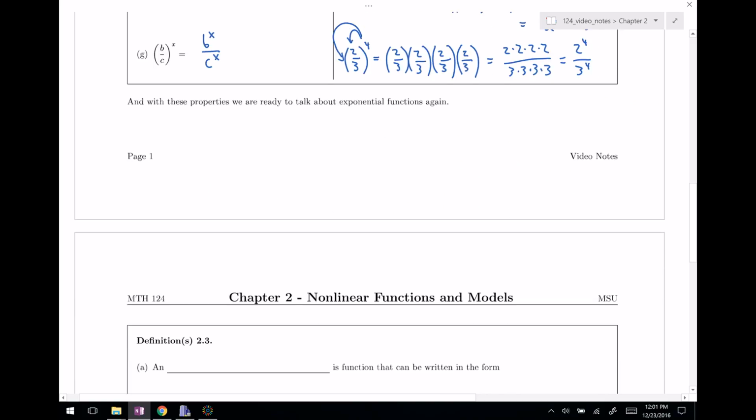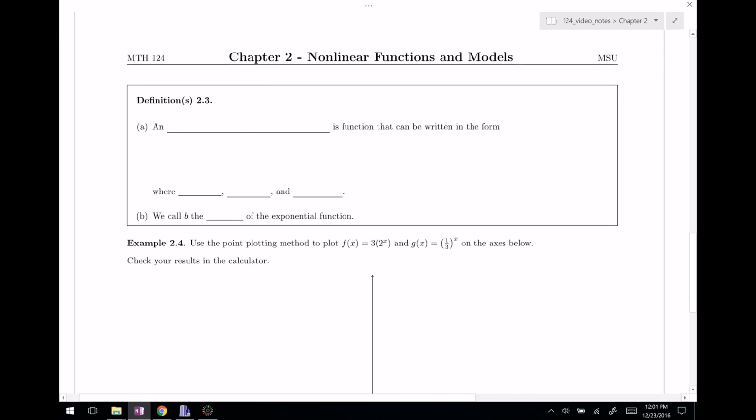So these are nice expressions, but really what I want to use is, right, exponential functions. So I want to apply these to exponential functions. So let's go ahead and remind ourselves.